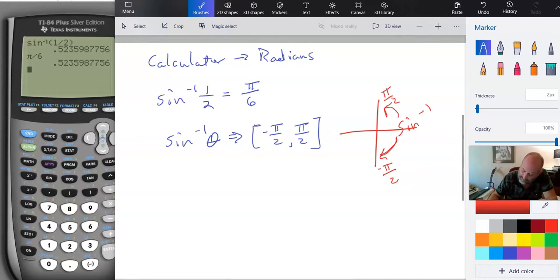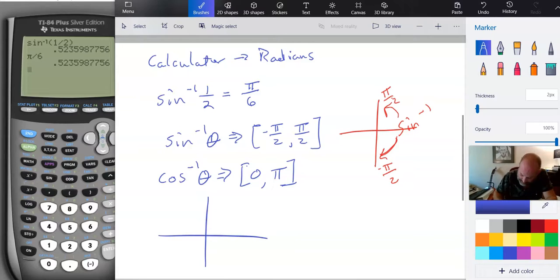Okay. Now cosine, switch my colors back. Cosine inverse of theta gives you answers back that fall between 0 and pi. And what that means, well, I'll just draw it underneath. That means that cosine inverse lives here from 0 to pi. This is 0, this is pi. So that's quadrants 1 and 2. It spits things out of there.